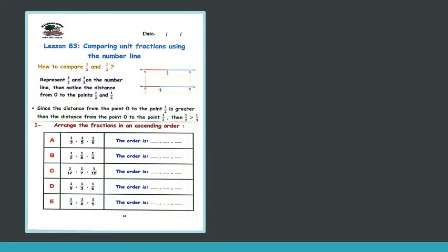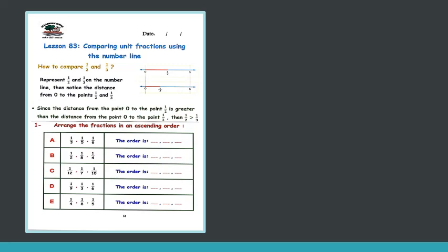Let's open your pamphlet with me, page 61. I have here question number 1. Arrange the fractions in ascending order. At first, we must remember that ascending order means ordering the fractions from the smallest to the greatest. So if I want to arrange these fractions from the smallest to the greatest, I will look at the largest denominator, not the smallest. Like I said before, this is a crazy fraction. So the smallest will be the greatest and the greatest will be the smallest.